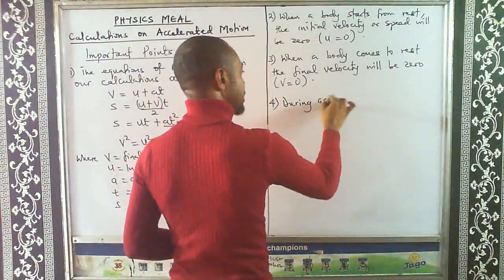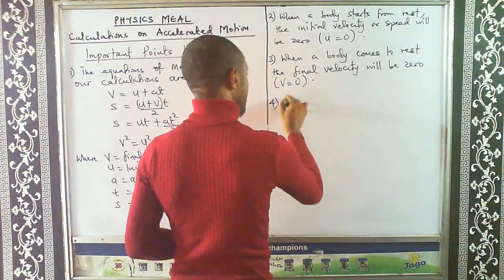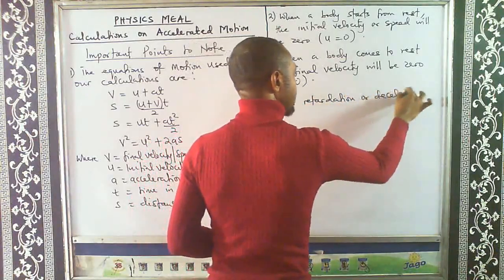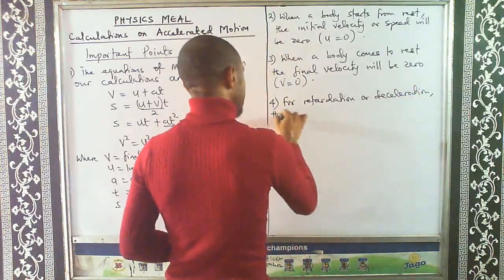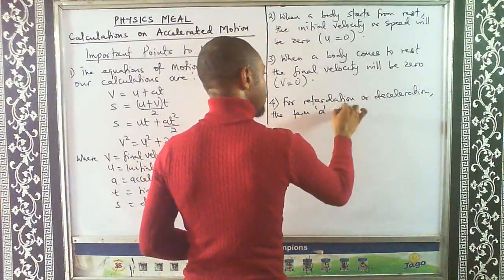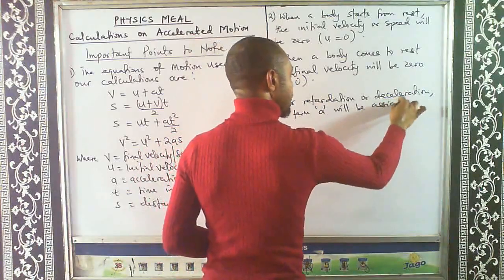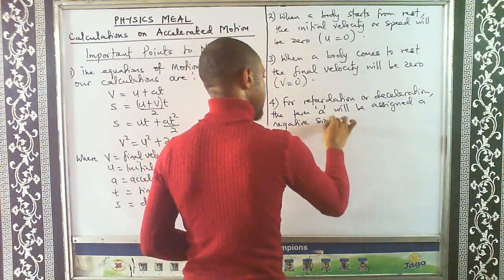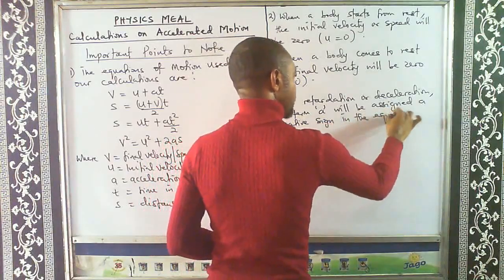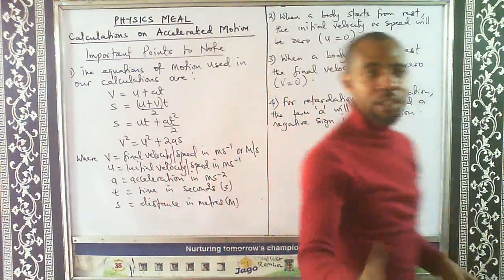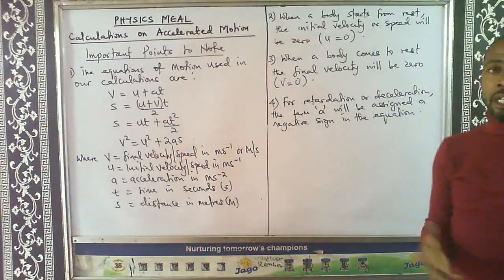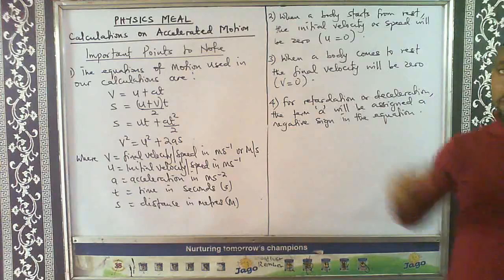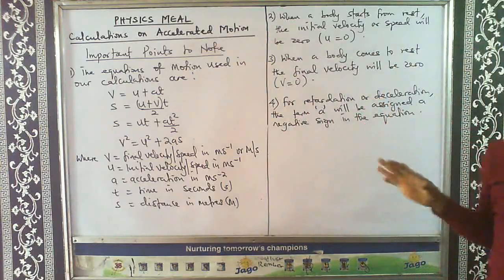Now, the fourth one. For retardation or deceleration, the term A will be assigned a negative sign in the equation. So if a body is undergoing deceleration in an accelerated motion, we know that deceleration or retardation is negative acceleration. During acceleration, velocity is increasing, but during deceleration, there is decrease in velocity.